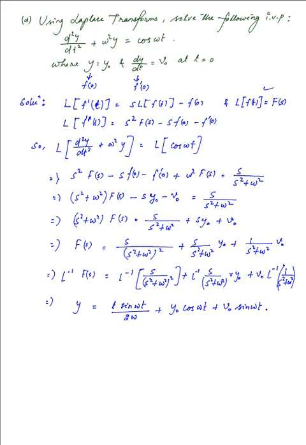So this was the solution of the provided equation. Now because the values were y naught and v naught for the initial values, had they been 0 it would have been much simpler, but nevertheless it's the solution that was asked for. So that's all from the second part of the assignment.